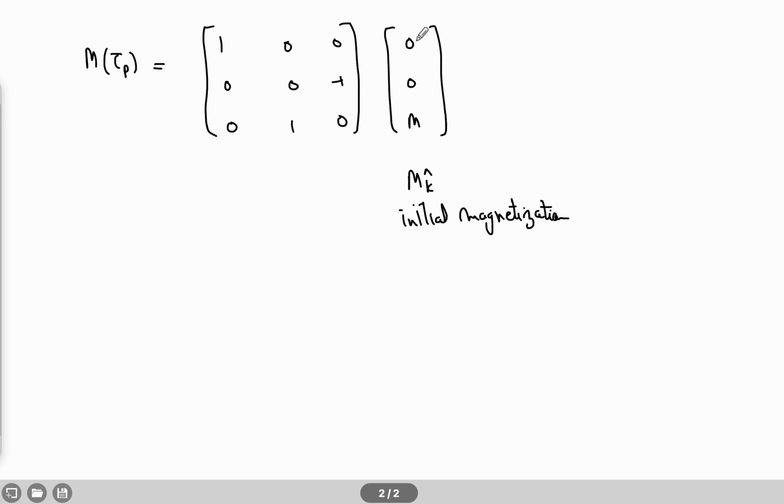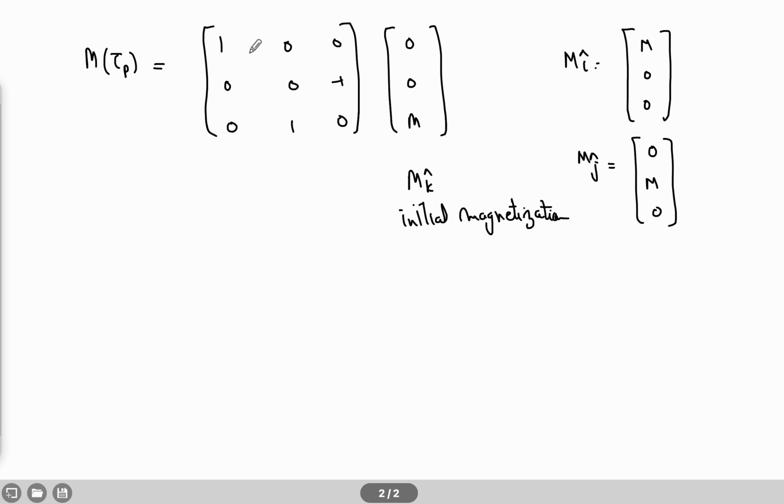If the initial magnetization is, let's say, along the x-axis, then you will write M0, 0, 0, or if it is along the y-axis, then you will write 0, M0, 0. So for example, M i cap in vector form will be written as M0, 0, 0, and M j cap in matrix form will be written as 0, M0, 0, right?